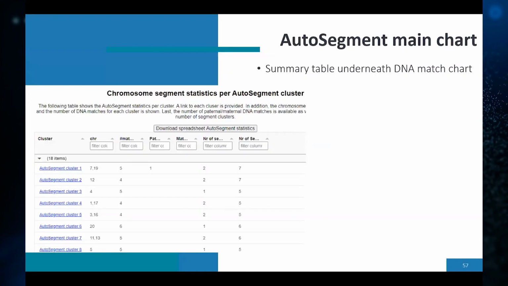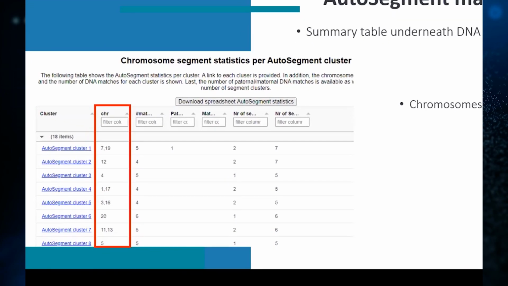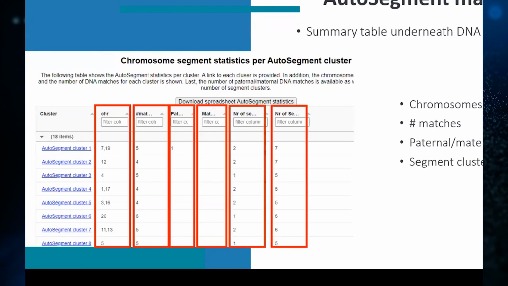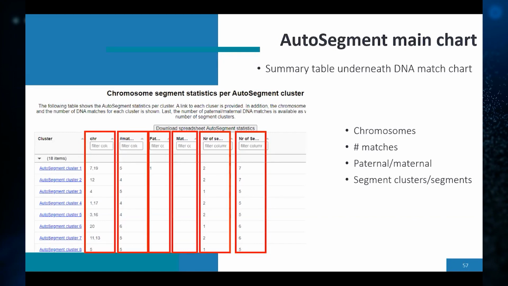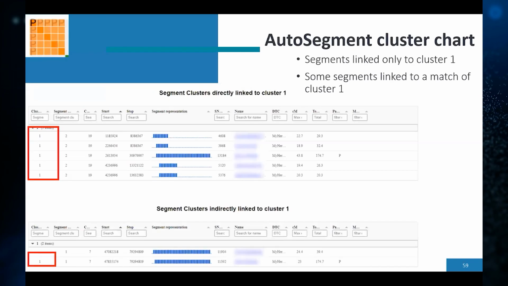There's a summary underneath the table, which allows you to see which chromosomes are covered for these clusters, how many matches are linked to these clusters, if there are paternal or maternal matches in there already from FamilyTreeDNA or 23andMe or manually added, how many segments and how many segment clusters. And if you click on the link, at the left you see the links, you will get the chromosome browser and see which segments are located where on the chromosome browser. Then you scroll down, and you see the segment clusters linked to this cluster.